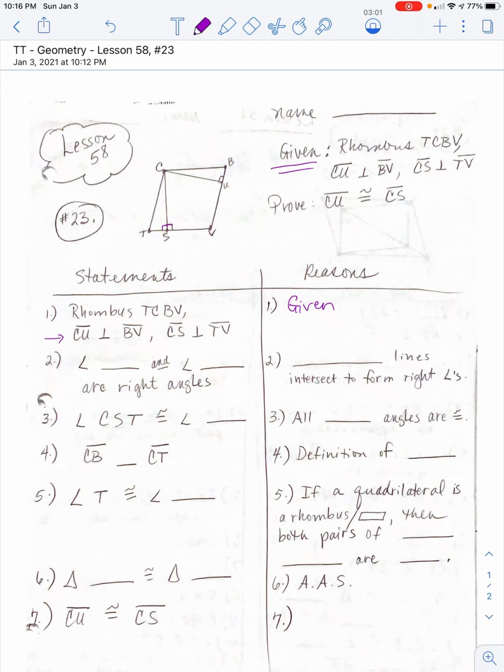I'm going to mark this over here, and I'm going to write in here that CST, which was this one here, and this one over here, are congruent, and that is CUB, like cub, like a little bear. Okay, and why is that? Because perpendicular lines intersect to form right angles.